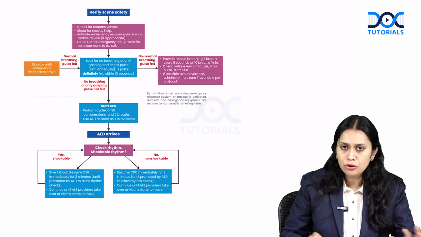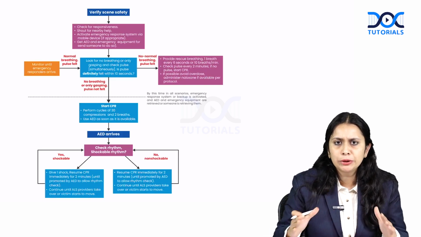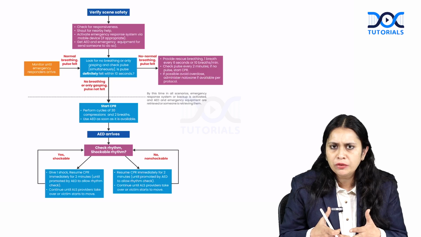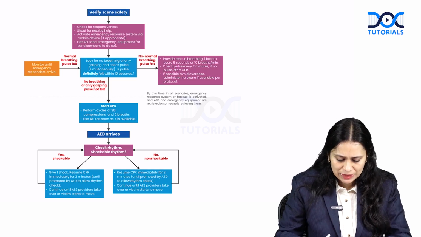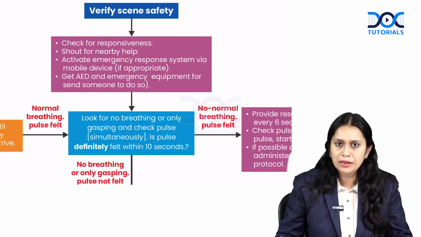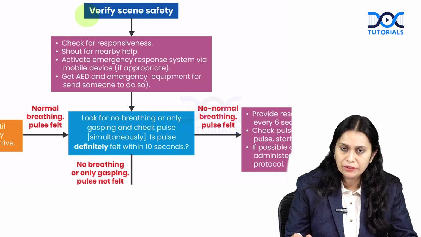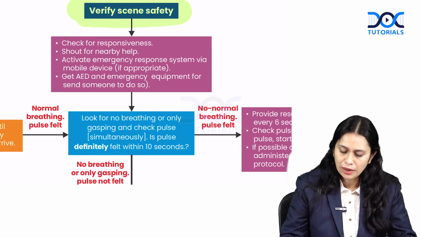So if I show you this flowchart, everything I have said is written in it, and we will revise this flowchart. And a few more things which I want to inform, I will inform while solving the questions. So what is the BLS approach? The first thing in the BLS approach is something called scene safety. So we verify the scene safety, okay?